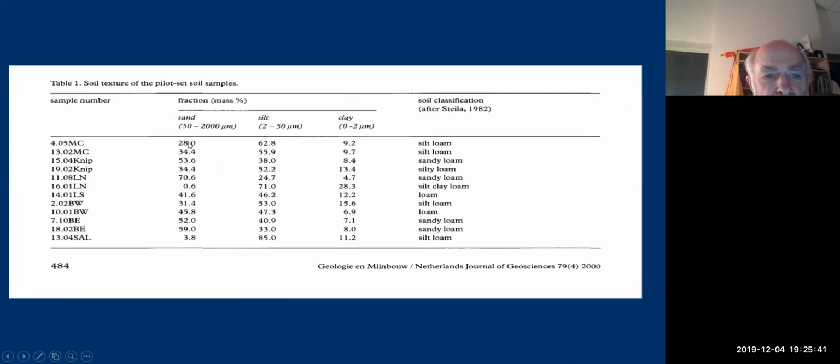So this is showing the sand, silt, and clay. I think we can safely say that there's a relatively high quantity of sand, relatively low clay, and then a good amount of silt. So these should be relatively easy to work with, with some exceptions. Silt loam, silty clay loam, some differences there.